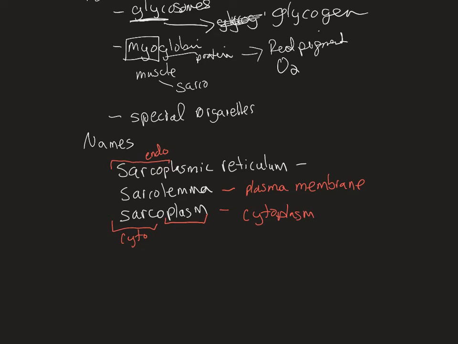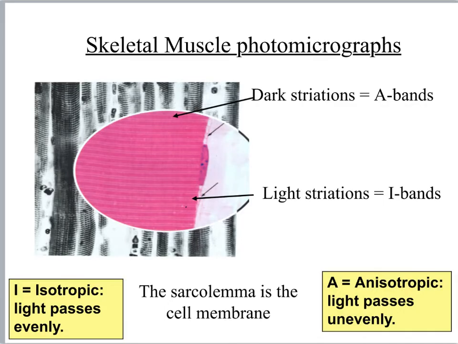All right, let's go ahead and look at some pictures. All right, so right here we've got a picture that's been taken of skeletal muscle cells. And what you're going to notice are the striations. So I've got striations here. So you basically have stripes. So striations are the stripes.